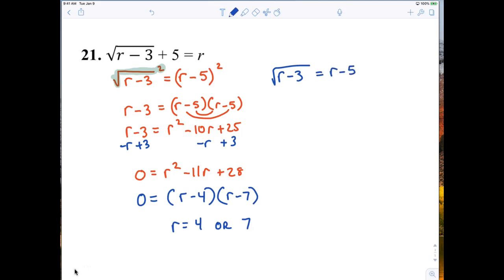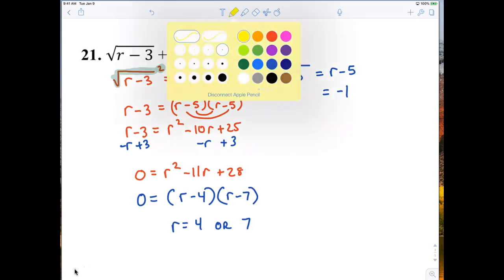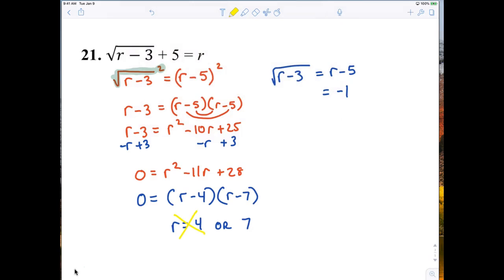What happens if I plug a 4 into the right side? If I plug 4 into the right side, it would be 4 minus 5, which is negative 1. Is it possible for the square root to be negative? No. That's why we say r equals 4 is an extraneous solution.